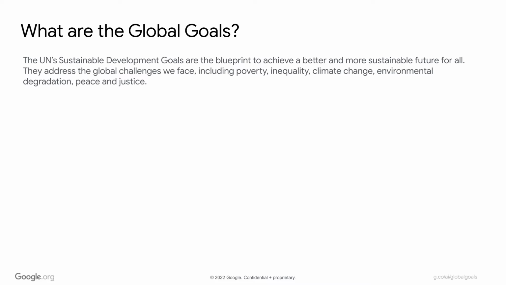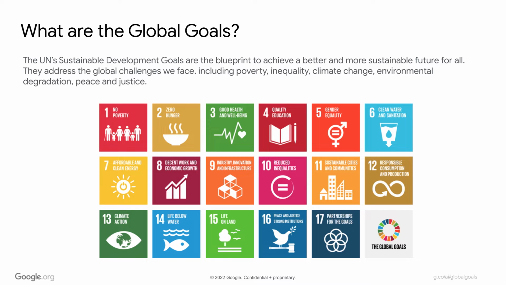In 2015, the UN developed Sustainable Development Goals to serve as the blueprint to achieve a better and more sustainable future for all by 2030. These 17 goals address the global challenges we face, including poverty, inequality, climate change, environmental degradation, peace, and justice. As we near the halfway point on these goals, it's clear that the global community has made great strides, but the COVID-19 pandemic set back further progress in many ways, and we still have a long way to go.